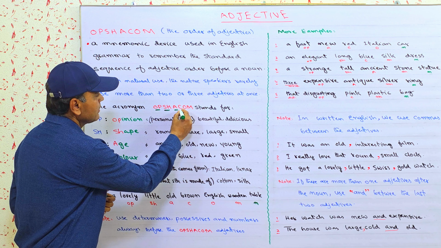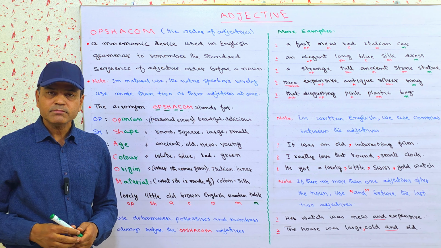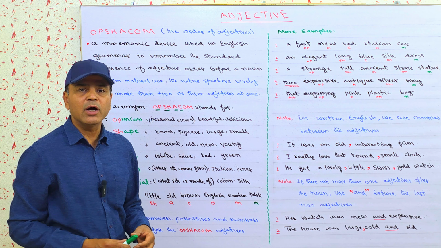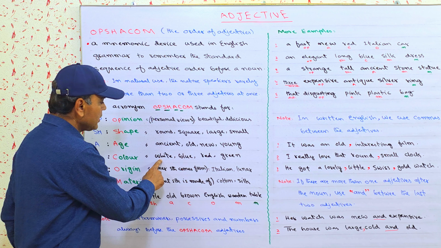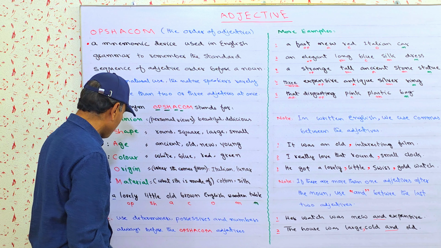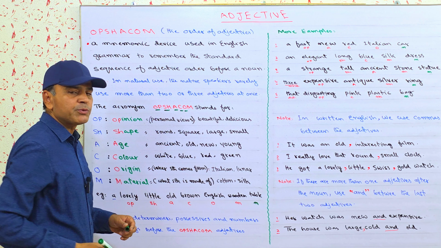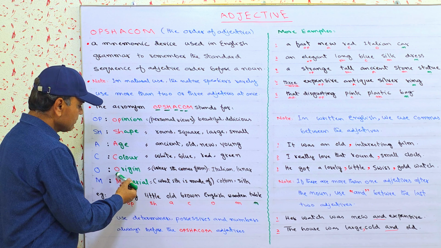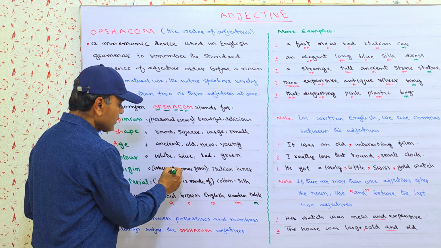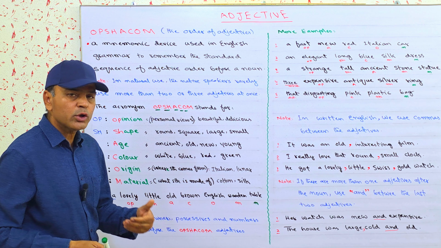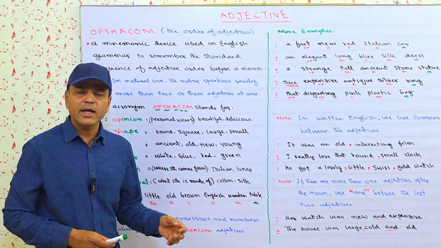And then C stands for color. The adjective that shows the color of a noun is placed after the adjective that shows age, like white, blue, red, green, etc. Then O in OPSHACOM stands for origin, means where something comes from, the origin of the noun. Through some adjectives, we show the origin of the noun and we place them after the adjectives that show color.